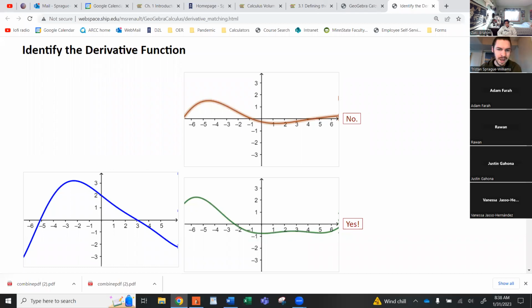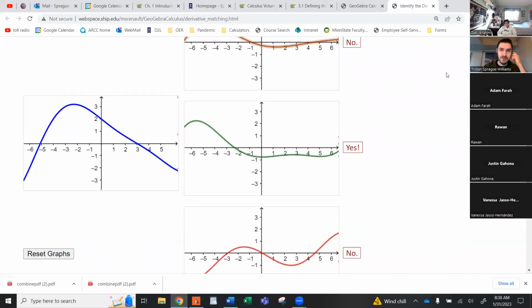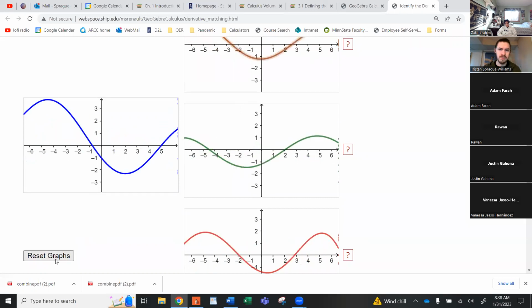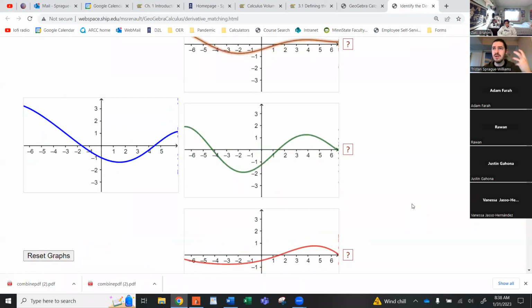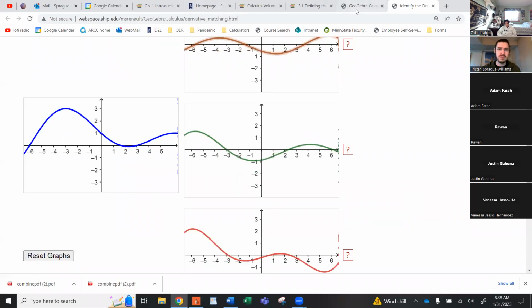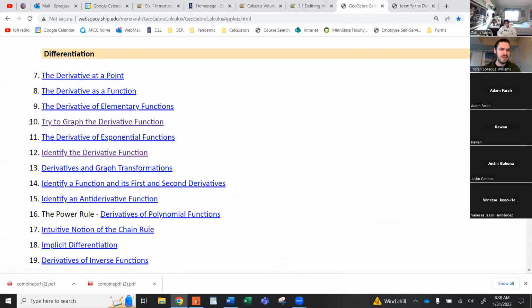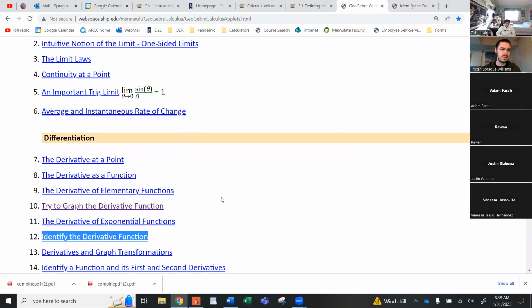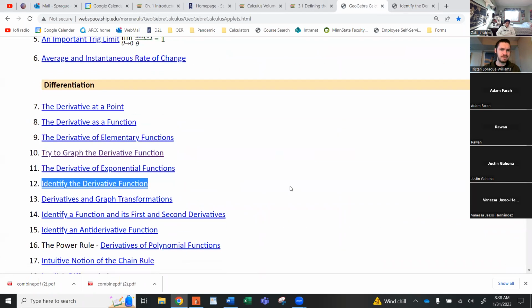Doing a bunch of these over and over again can be good practice because it helps you develop these skills of understanding the relationships between the graphs. So please look at that. Again, these were numbers 10 and 12 in Mark's giant list of cool calculus applets.